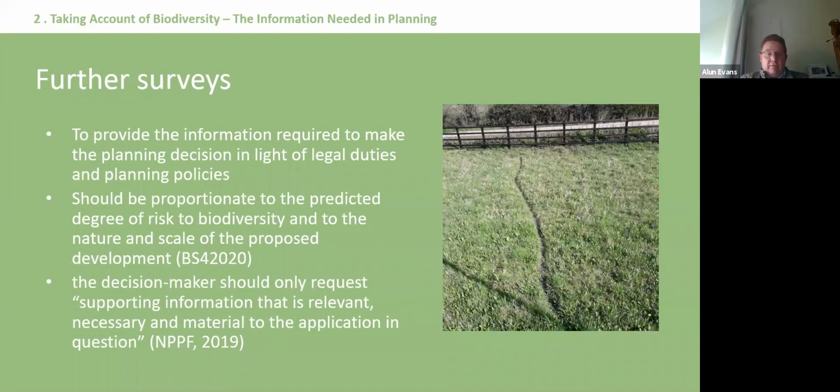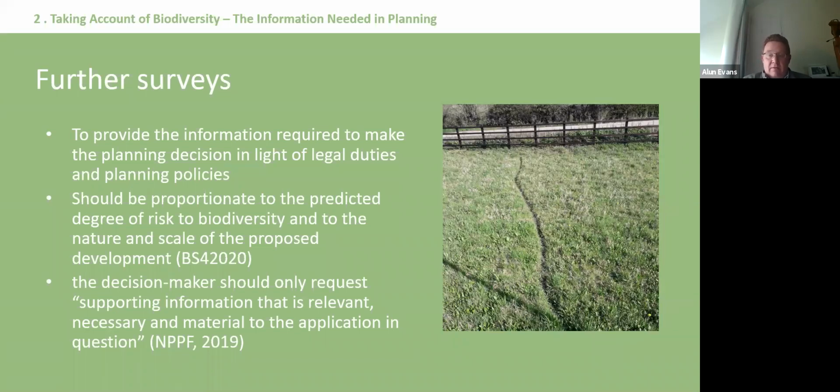Turning to when further surveys are required, obviously the information that's required from applicants is required there to allow the planning authority to make planning decisions in light of their legal duties and the planning policies, both nationally and locally. The level of information or surveys should be proportionate to the predicted risk to biodiversity and to the nature and scale of the proposed development. That's highlighted by the British standard. And the decision maker can only request supporting information that is relevant, necessary, and material to the application in question. So it's about being robust, but at the same time being proportionate to what application you've got before you.